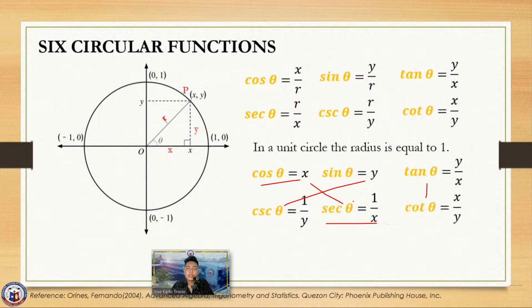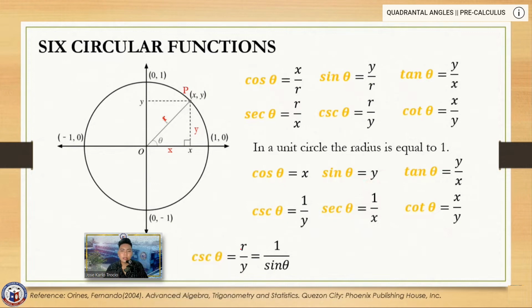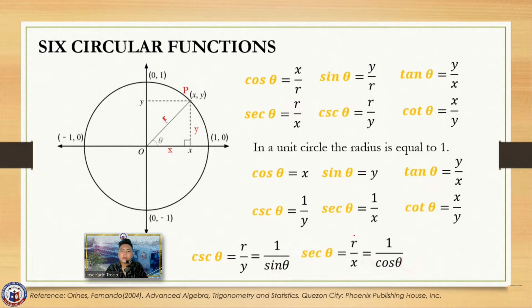Okay. So why is it not at a 1? Because again, r is equal to 1. Therefore, we can say that the cosecant is r over y, and we know that the y is equal to sine, right? So it becomes 1 over sine theta. Y becomes sine because they are equal. How about this? R over x. What is the value of x? Cosine. So that becomes 1 over cosine theta.